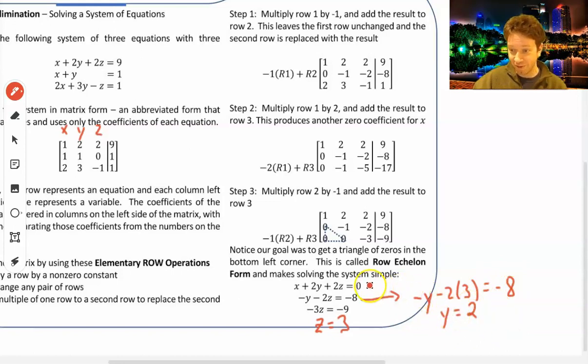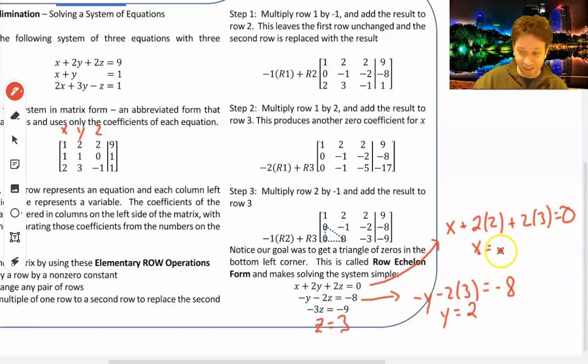Now that you have y equals 2, we can go to our first one, and we have x plus 2 times y, which is 2, plus 2z, which is 2 times 3, equals 9. And solve for x. There you go. x equals minus 10.